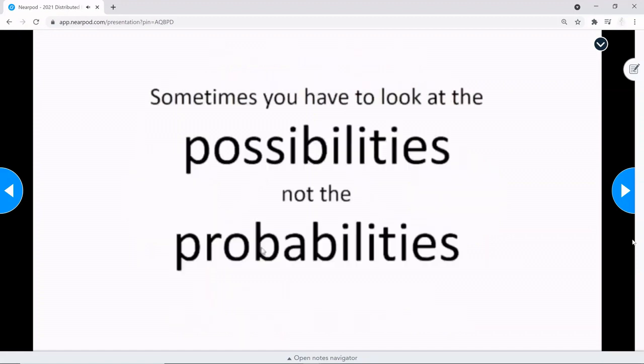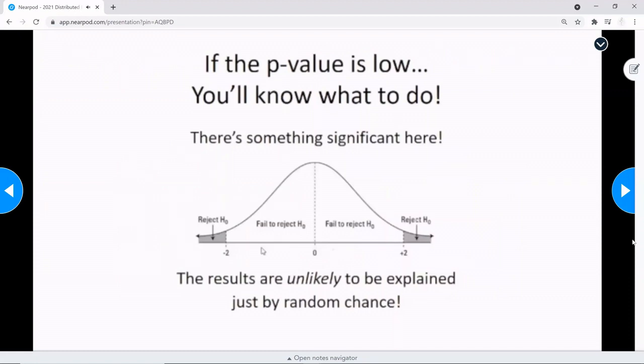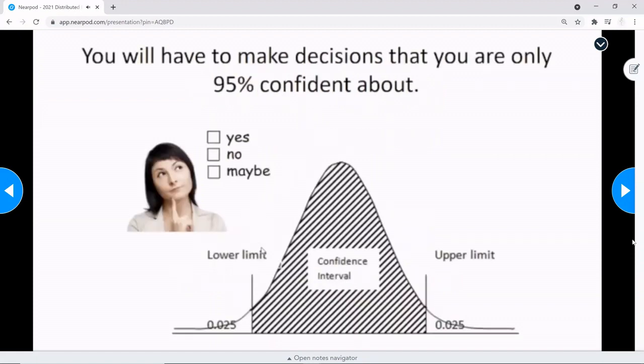Sometimes in life, you have to look at the possibilities, not the probabilities. Sometimes it's the hope or the opportunity that's the important thing to look at. This is very true. If there's one thing you took from this class, you've learned about p-values, and in your future studies and jobs, it's very likely that you're going to come across p-values again. And you know what to do. If the p-value is low, you'll know there's something significant there. You understand what they mean. You understand what the data is telling you, that the results are unlikely to be explained just by random chance. You'll have to make decisions that you're only 95% confident about.